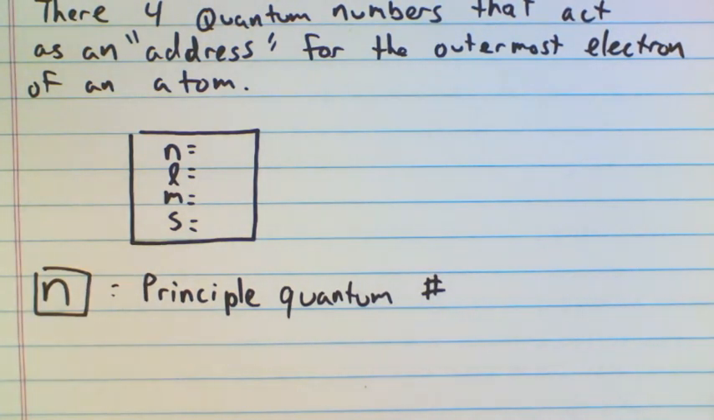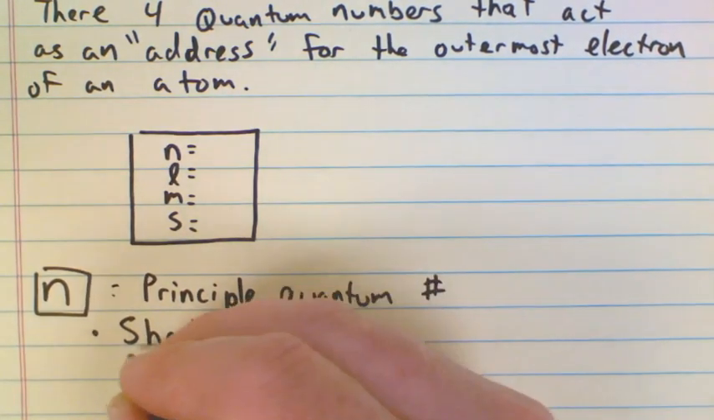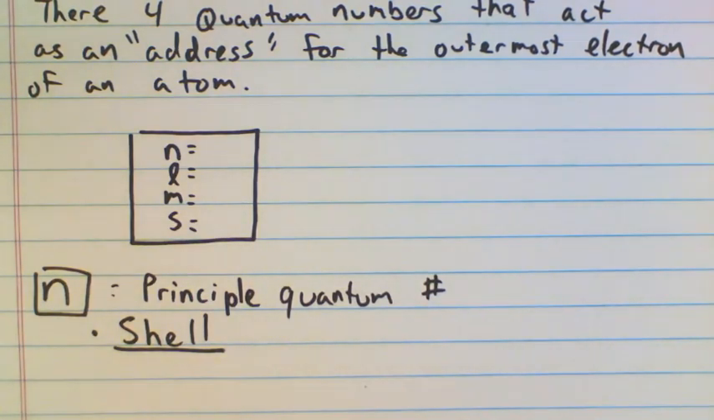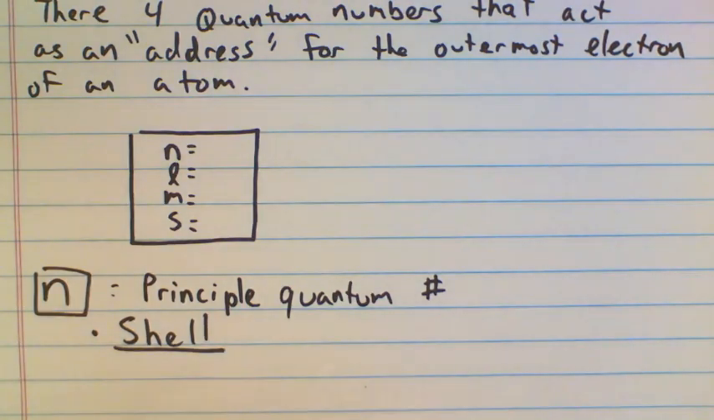And the word I want you to have associated with this, the N value, is synonymous with the shell. So I'll say the shell that it's located in. Like in those pictures of atoms, we looked at that Bohr atom yesterday, you got those rings that represent the different shells. That's what the principal quantum number is going to tell us, what shell it's located in.